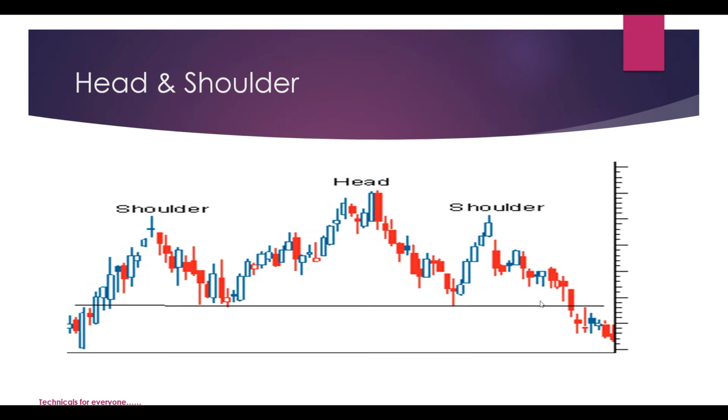Now, how do you draw a neckline? First is this. Now this is our neckline. If you see, the first shoulder is formed, then it comes down, then it goes up, then it comes down. Generally you will see this is the kind of neckline which is getting formed. Here again it has bounced, so this will become a support. The neckline becomes a support in this particular pattern. Now this is the second shoulder which has been formed.